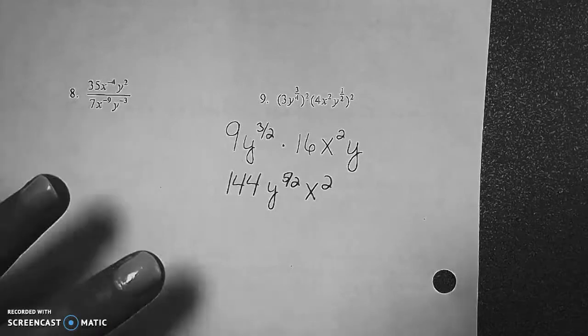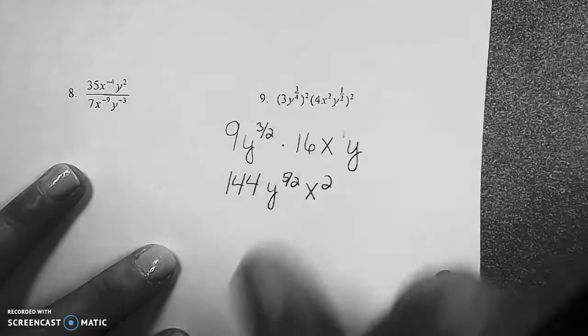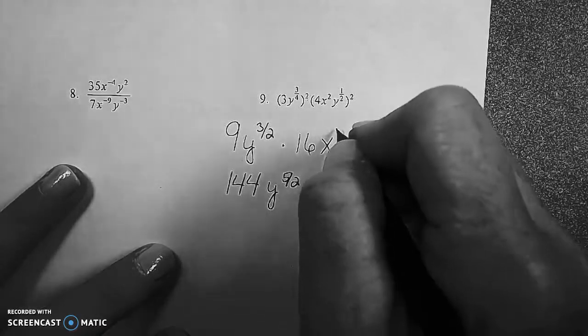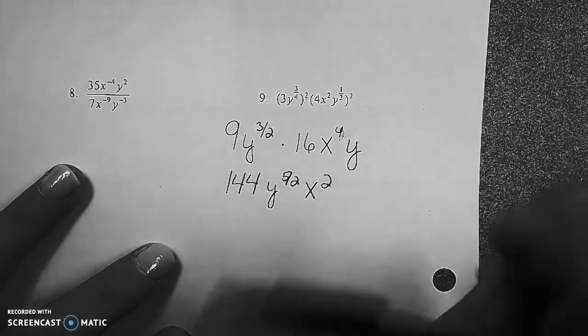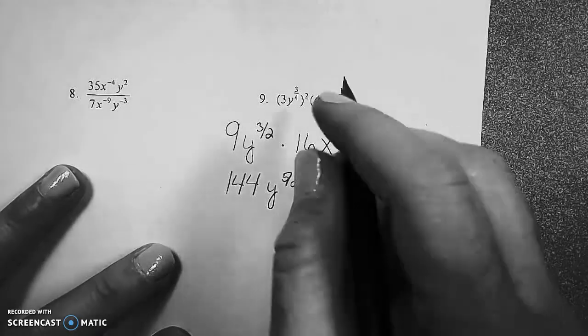And I'm looking back. Oops, I got an error. I looked at the answer key. X squared squared should be x to the 4th. So let me fix that.